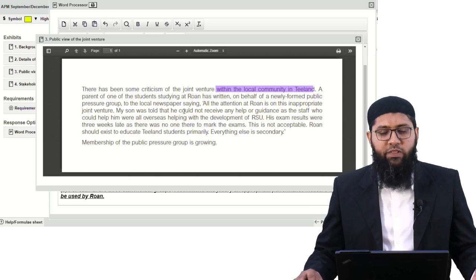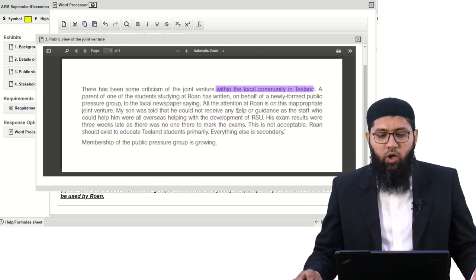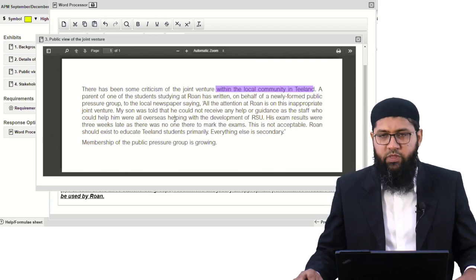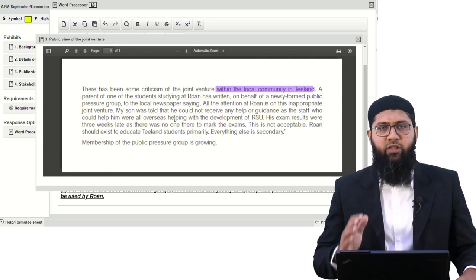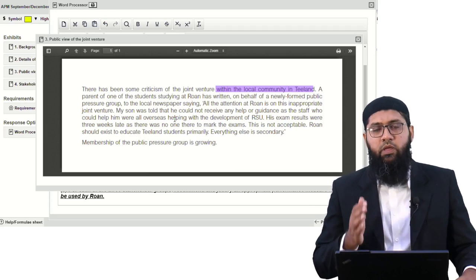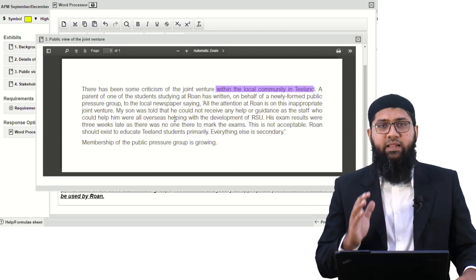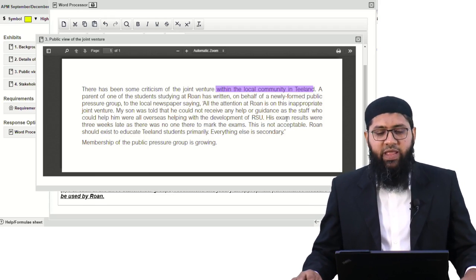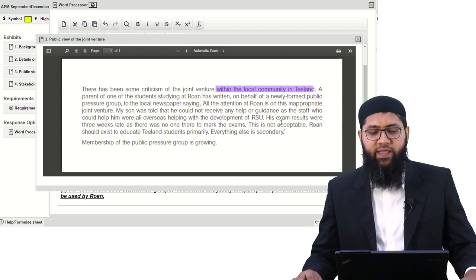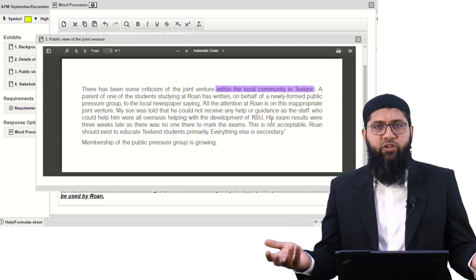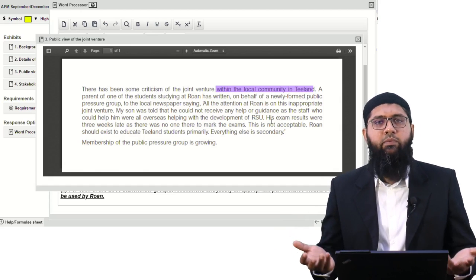My son was told that he would not receive any help or any guidance as the staff who could help him were all overseas helping with the developments of RSU. So the local students have actually gotten affected. The parents have created a pressure group which is ultimately impacting the performance. His exam results were 3 weeks late as there was no one to mark the exams. Obviously, the staff has been deployed into the new ventures, so their non-availability would delay the work.